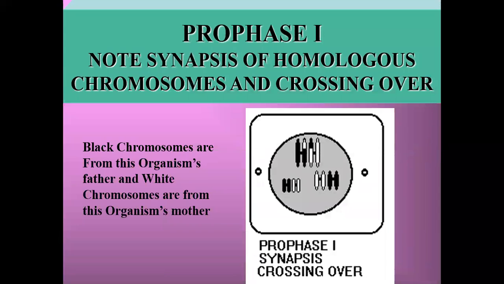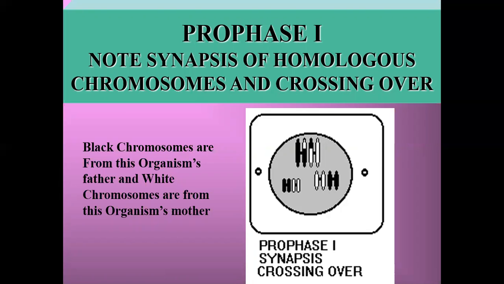Then we get into prophase 1. Now, when I say prophase 1, that means meiosis has two sets of divisions. There's a 1 and a 2. This one is prophase 1. It's the first prophase. And what happens here is that you have two sets of chromosomes. You have one set from mom, one set from dad. You have two chromosome 1s, two chromosome 2s, and two chromosome 3s. And in this diagram, you can see the black ones are coming from dad and the white ones are coming from mom.